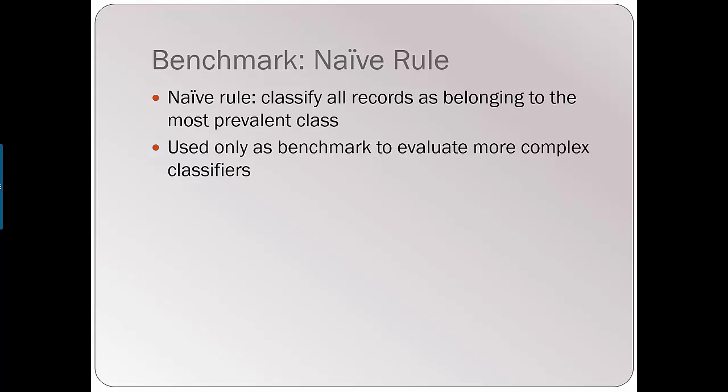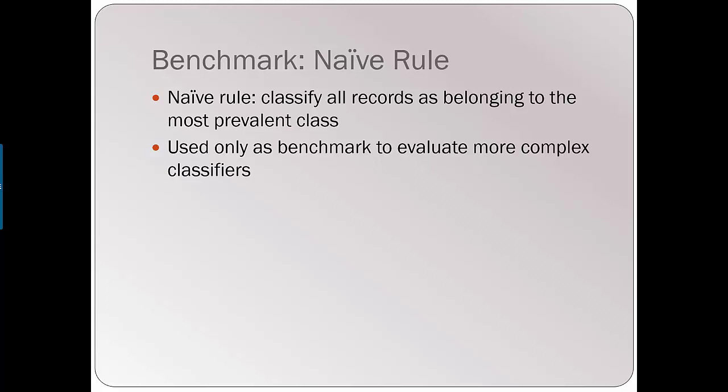When it comes to classification, the benchmark is the naive rule. That is, classify all the records as belonging to the most prevalent class. Suppose you have a data set where 5% is event and 95% is non-event, right?